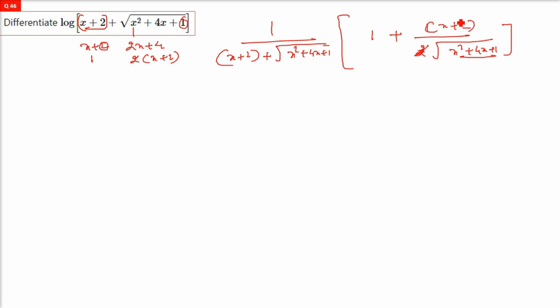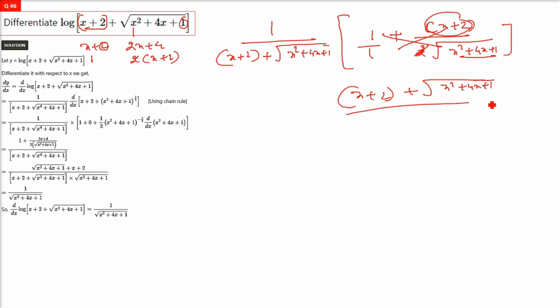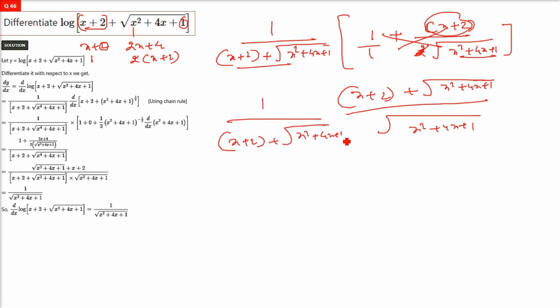Alright. Now we have to solve the term which is inside this square bracket. It will be 1 into this under root term, and 1 into x plus 2. So let me write x plus 2 first: x plus 2 plus under root x square plus 4x plus 1, and in the denominator you have under root x square plus 4x plus 1. Now this is multiplied by 1 by this term, which is x plus 2 plus under root x square plus 4x plus 1. Now you see this term and this term get cancelled. Only 1 by under root x square plus 4x plus 1 will remain. That is your final answer. So the one I am circling is the final answer.